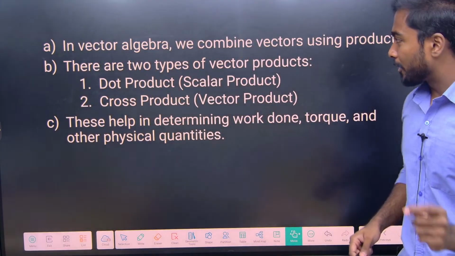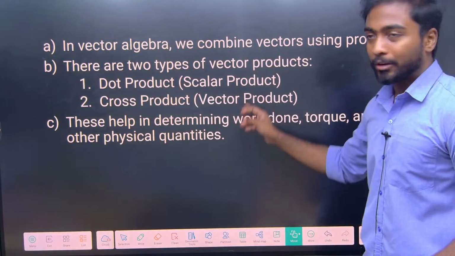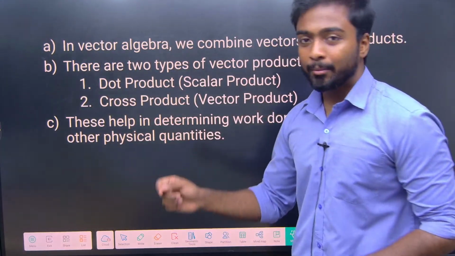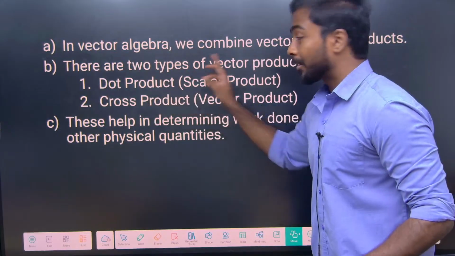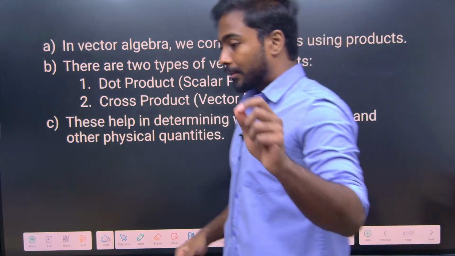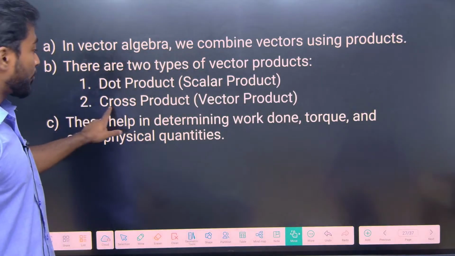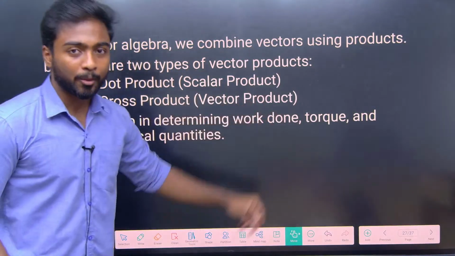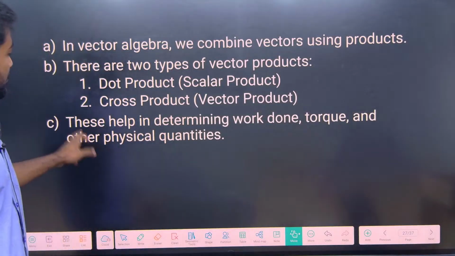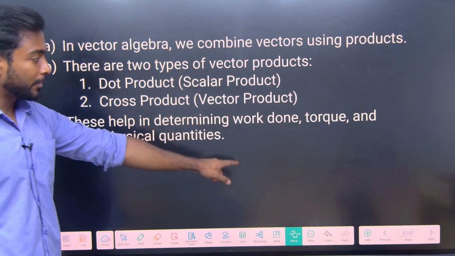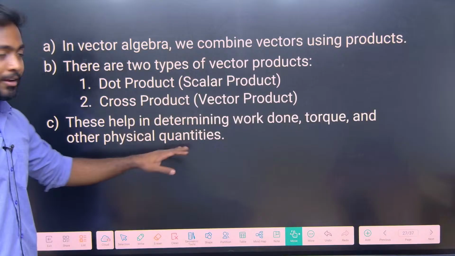The other name of a dot product is nothing but a scalar product. The other name of the cross product is nothing but a vector product. Okay. So, this helps in determining work done, torque and other physical quantities.